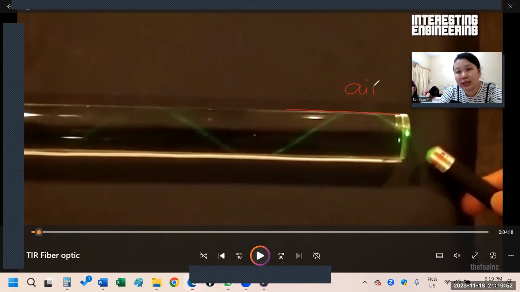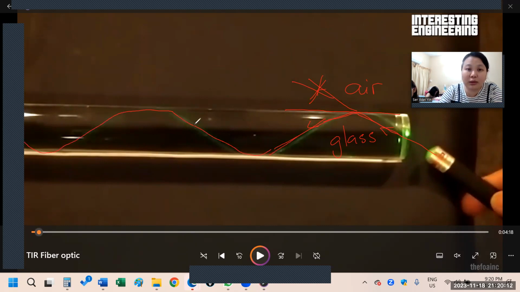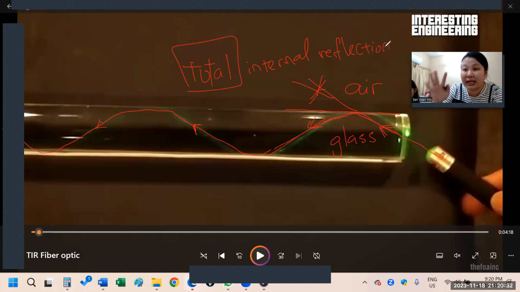Many surfaces? No. This is TIR. See here? This is the boundary. This is air. This is glass or optical fiber. You can see the light goes here and bounces back. It's supposed to go out, but it doesn't. It bounces again and again. So we call this total, meaning all of the light stays inside the optical fiber. We say internal reflection, it keeps reflecting. Not refract, it's reflect.